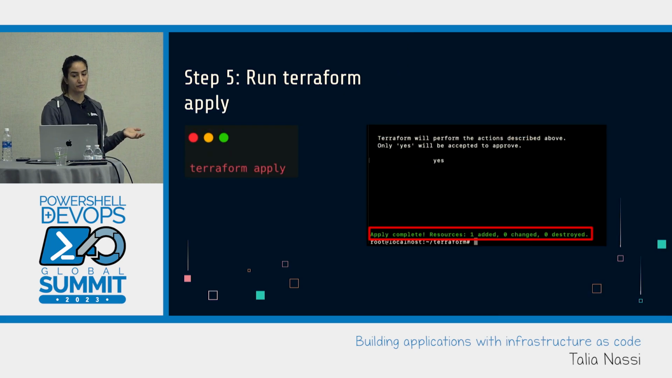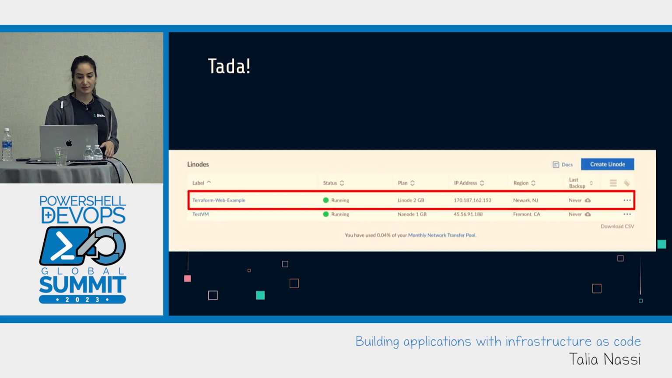And then you run terraform apply, and this will actually go ahead and apply those changes. It'll create, update, or destroy whatever you want. And you can see here, apply was complete. I added this resource, and it'll do whatever you specified. And then in the UI, you can see the Terraform web example instance was created.